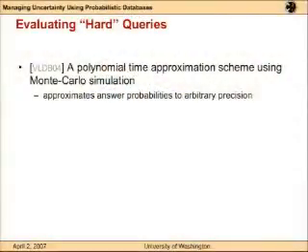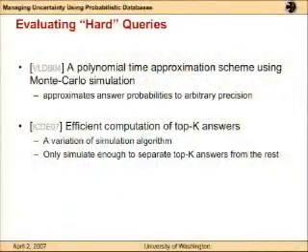So the good news is these queries are easy to approximate, and in fact, there is an algorithm that approximates it to any precision you want in polynomial time, and it uses a Monte Carlo simulation technique that just simulates the database and tries to estimate the probabilities. We also have a variant of this technique to just compute the top k. And here the idea is the user is not interested in the exact probabilities. The user wants the top k answers which are most relevant to the user.